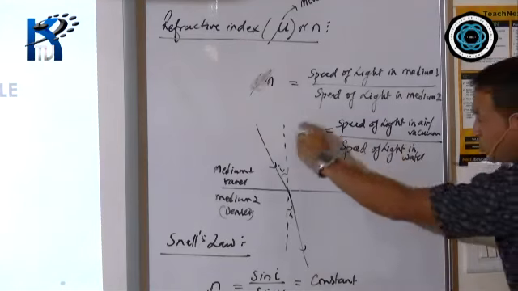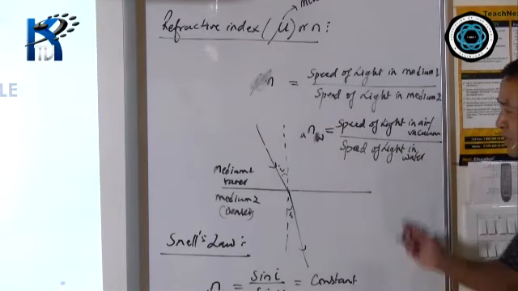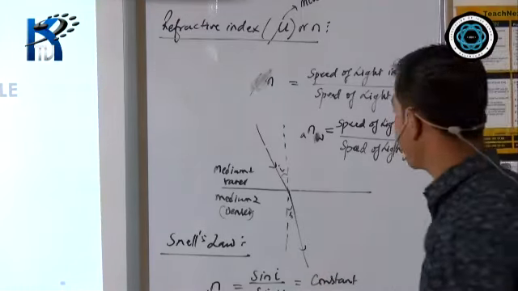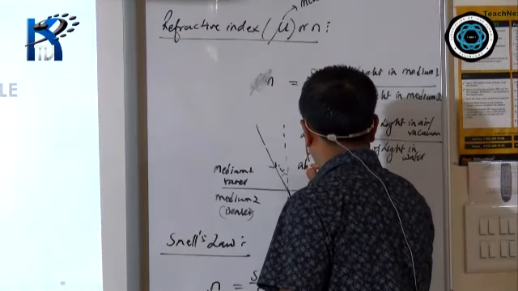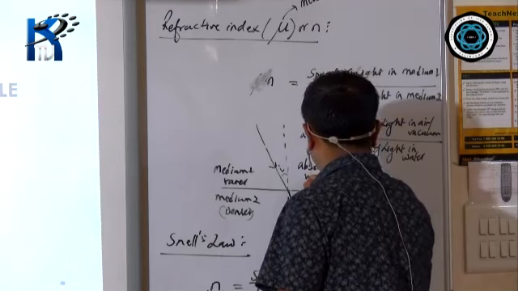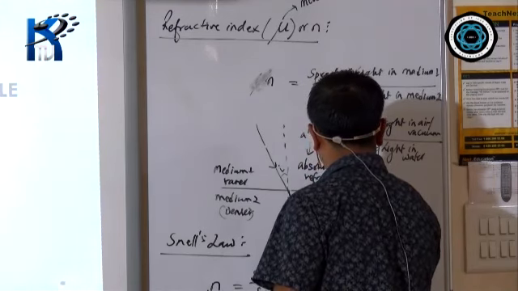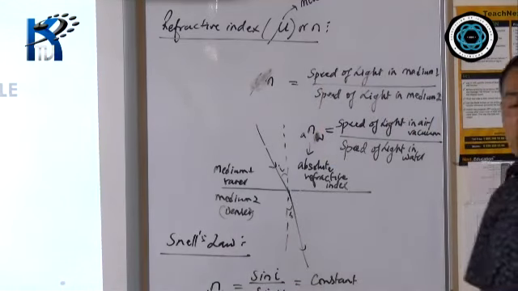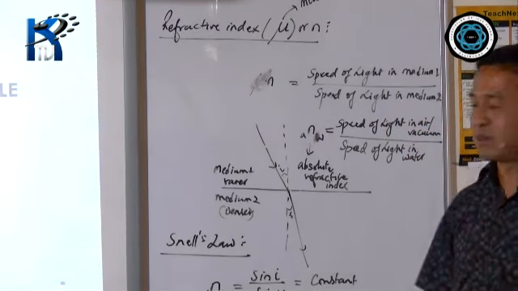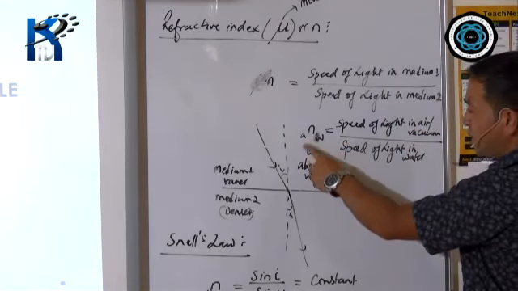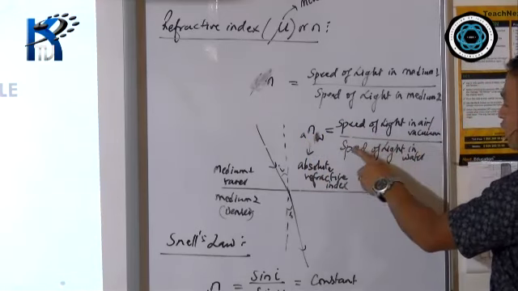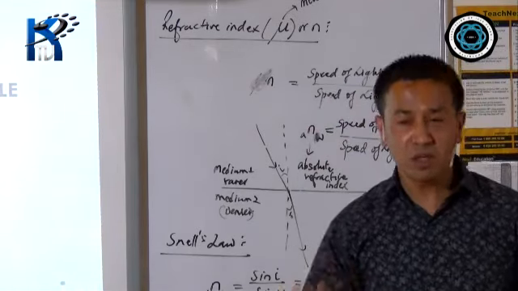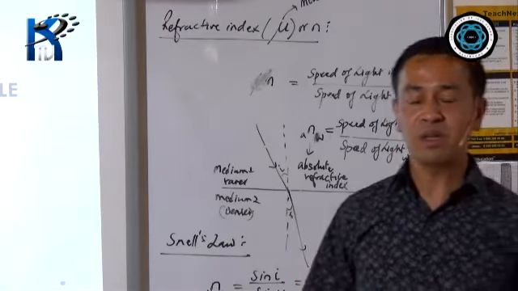Now this particular relation, the refractive index of water with respect to air, is also known as the absolute refractive index. So I'm using the term absolute refractive index. That means when we use the word absolute refractive index, we measure the refractive index of any medium with respect to air. That's why we measure the absolute refractive index of water with respect to air as the speed of light in air or vacuum to the speed of light in water.